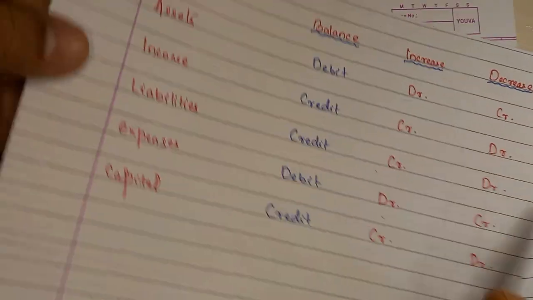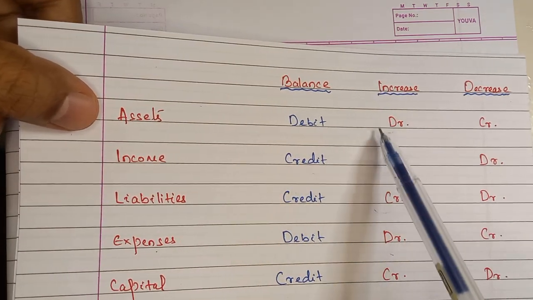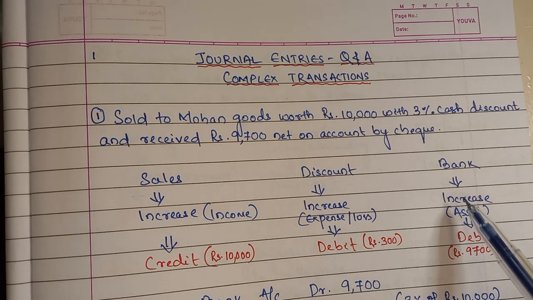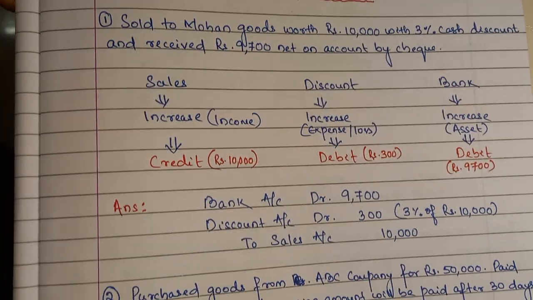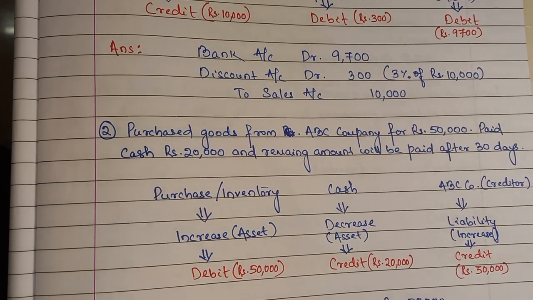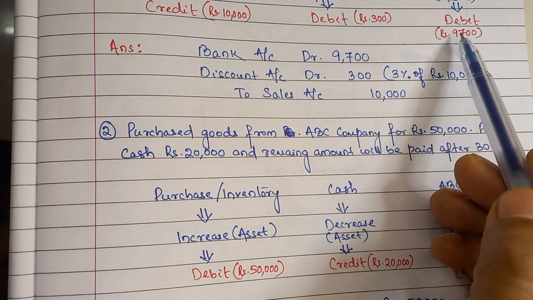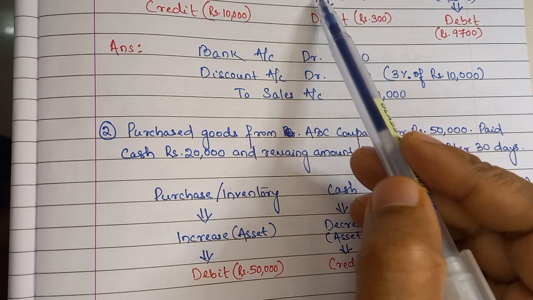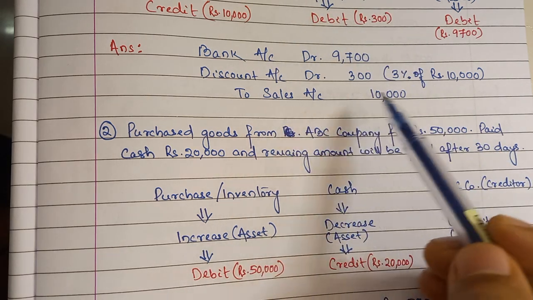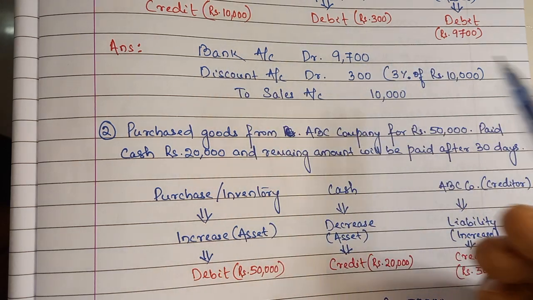So bank is an asset for us. Bank is an asset which is a debit balance. Any increase in asset is debit. Hence in this case also, as we are receiving 9,700 in the bank, it is a debit. So what is the final entry we are going to post? The final entry is bank account debit 9,700, the money we have received. Discount account 300, the loss or the expense incurred by the company. To sales 10,000 rupees, that is the income. Correct. So this is the entry for the transaction.